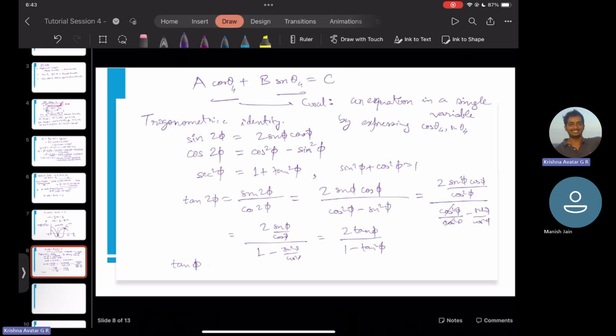Let's call it tan psi, where psi is equal to 2 phi. So this means that wherever phi is on its own without any pre-multiplication, it will be psi by 2. So we'll have tan psi is equal to 2 tan psi by 2 divided by 1 minus tan square psi by 2, right? So this identity is very handy to us.